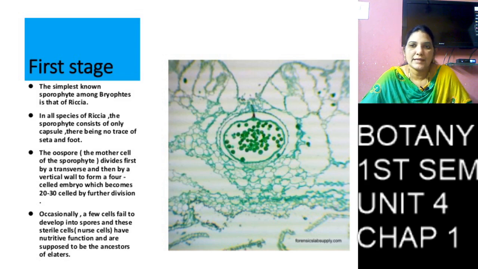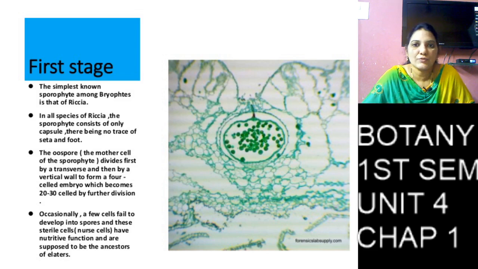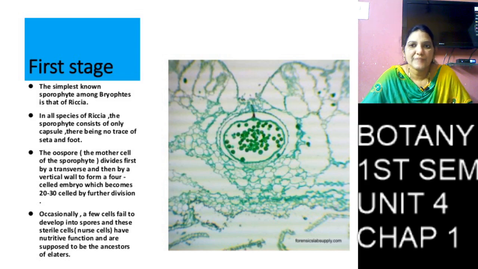It has an outer layer, and spores are present in the middle of the sporophyte, with only the outer layer present. The outer layer protects the inner part of the spores. So this is the Riccia sporophyte. It is a round shape structure and does not have any foot and seta. So in Riccia the foot and seta are absent, and only the capsule is present.